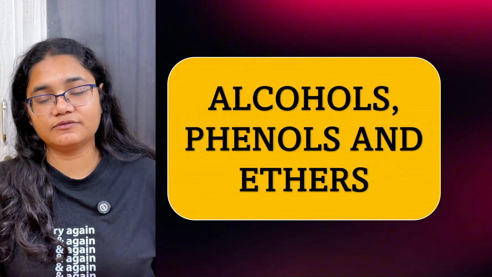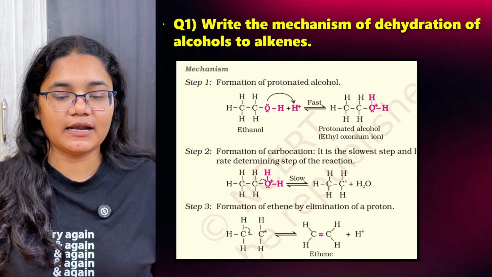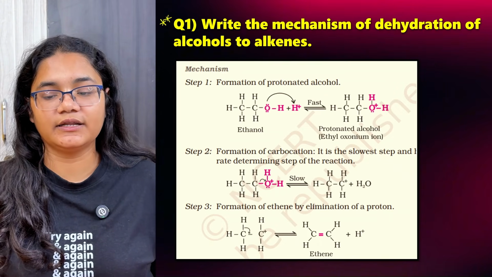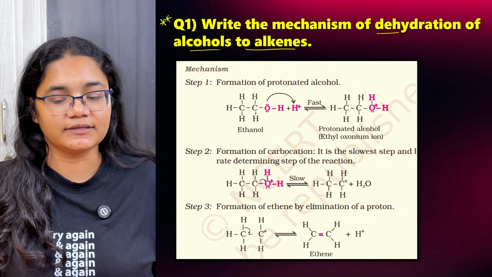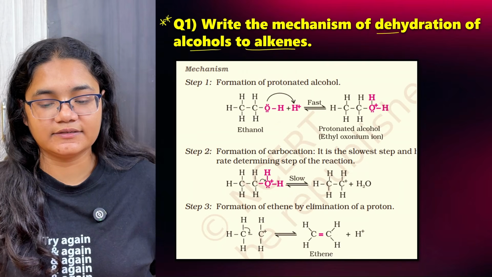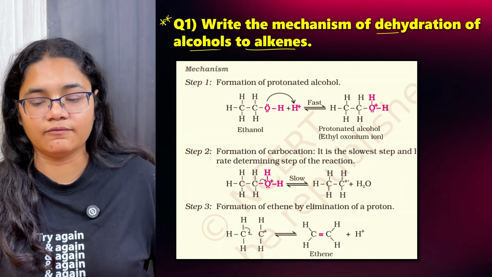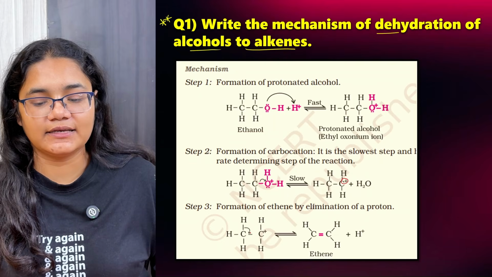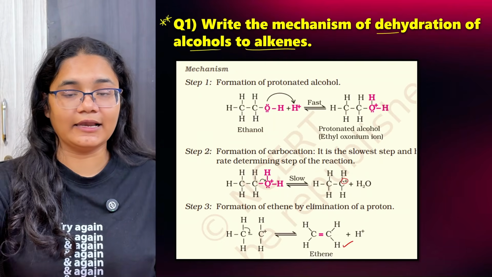Next, we have alcohols, phenols, and ethers. So the first mechanism based question, which is very important, is the dehydration of alcohols to alkenes. First of all, step 1 is the protonation of alcohol, and then there's a detachment of water to give you a carbocation, and then there is an elimination reaction to give you alkene here.